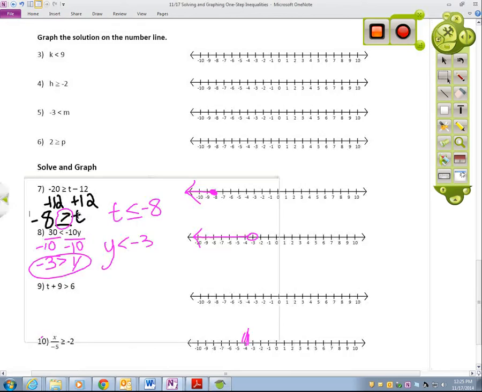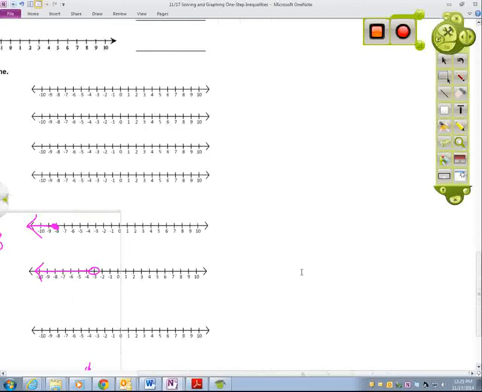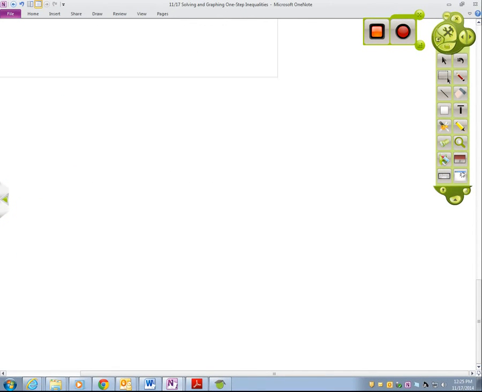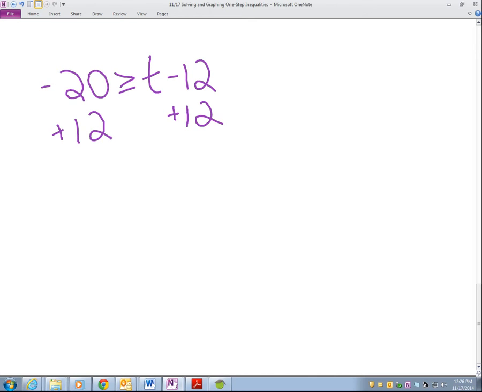So we have negative 20 is greater than or equal to t minus 12. First step that we did was we have to get rid of this minus 12, because that's what's happening to t. We need to get t by itself. So I have to add 12 to each side to make sure it stays the same equality.